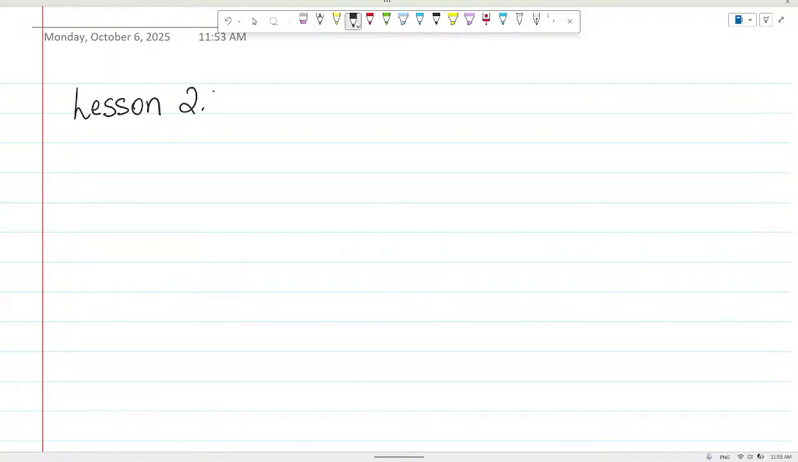Lesson 2.1. Correct? They just, what did teachers say? Just seeing if you're paying attention.